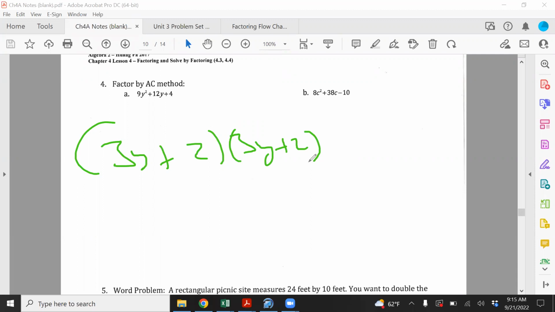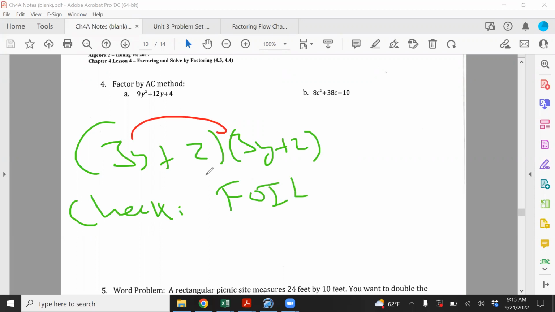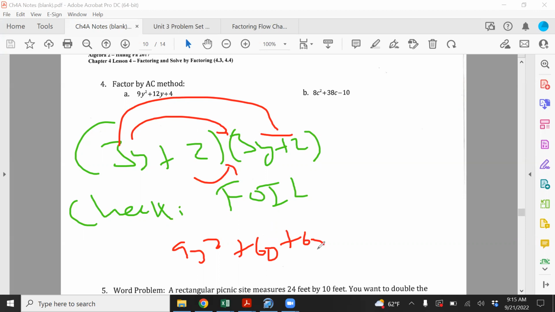Now, if the middle is negative 12y, then you do a minus. The 12 was already taken care of. So let's check our work. How do you check your work? You FOIL. What's 3y times 3y? 9y squared. That's 6y, that's 6y, and that's 4. If you clean it up, you'll get back to the original. So 12y was taken care of. It's just hidden, you just don't see it.